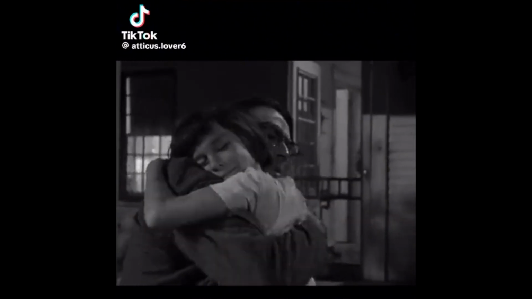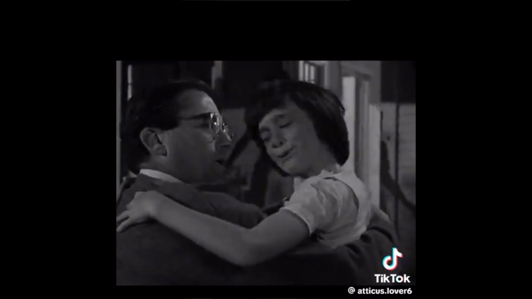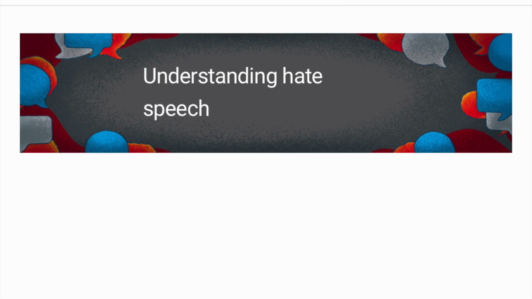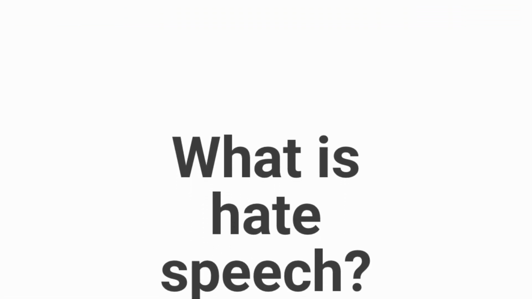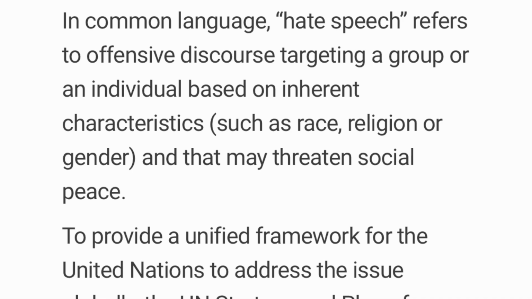Much like the freedom of speech, the definition of hate speech has a varied meaning, and its concept is still very much under discussion. According to the UN, the United Nations, hate speech is offensive discourse targeting a group or an individual based on inherent characteristics that may threaten social peace.